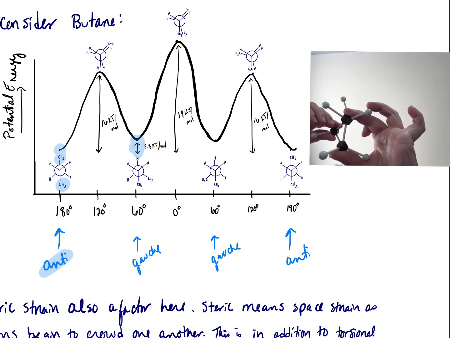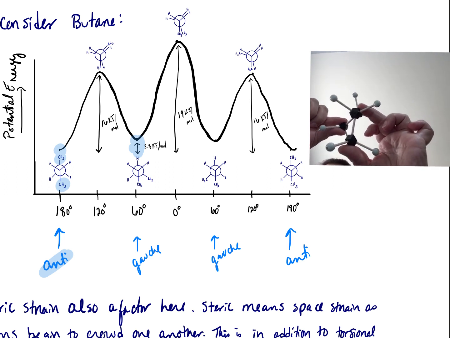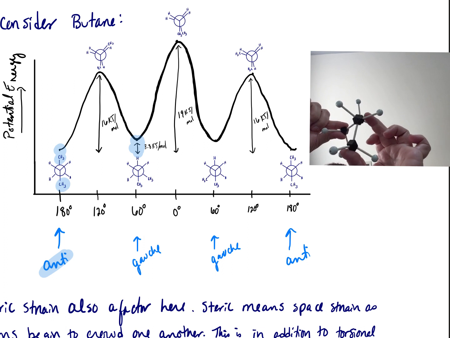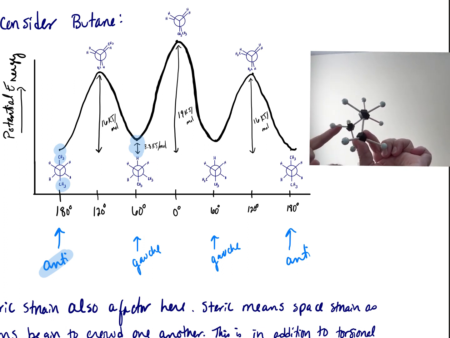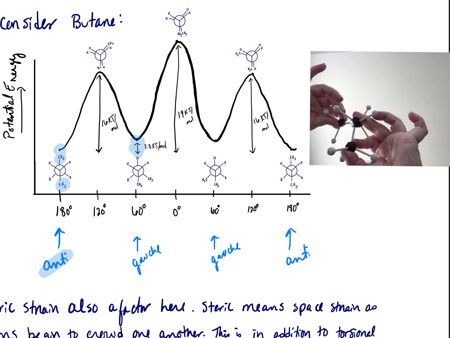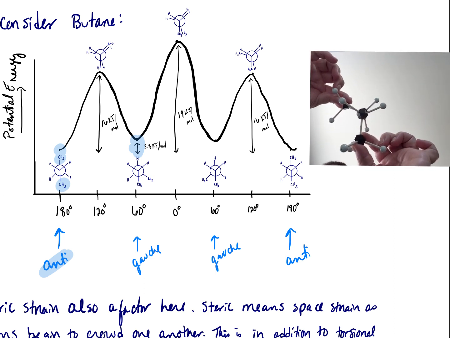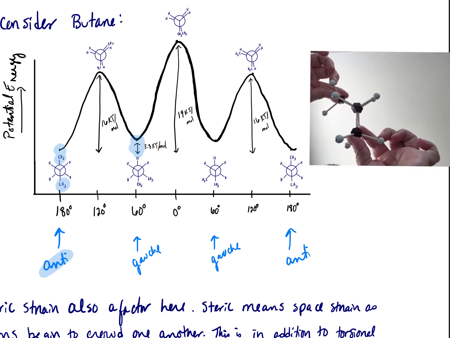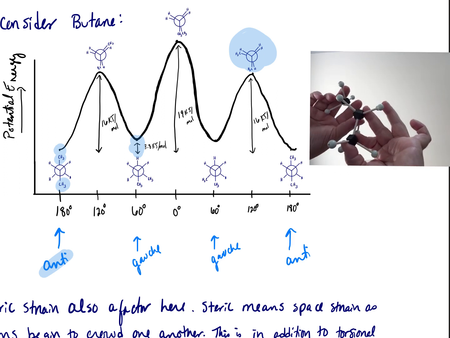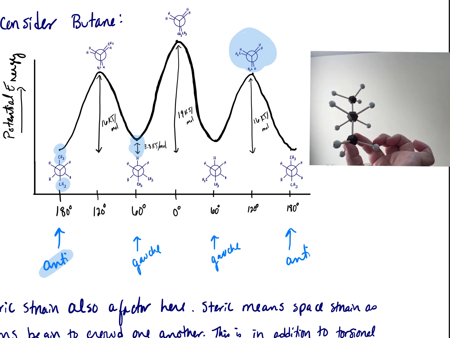And I can keep on going and rotating here. Make sure that that's in the right spot. There we go. And again, we hit another gauche conformation. So we've got these two that are similar to the beginning. They're kind of overlapping a little bit. And then we have another eclipsed conformation, which would be right there. So at this point, we're up here, before finally going back to an anti-conformation.